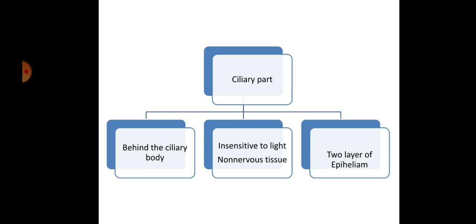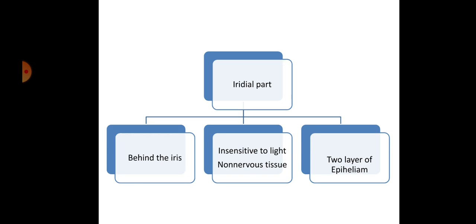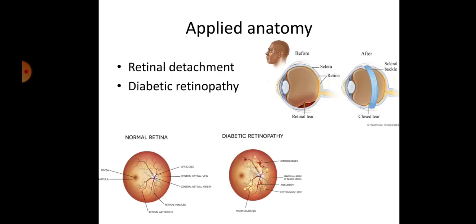Then the remaining parts, two parts of the nervous coat. That is the ciliary part. Ciliary part lies posterior to the ciliary body. It is insensitive to light, non-nervous tissue. Non-nervous tissue means there is no image formation. It is made up of another type of tissue, that is epithelial tissue, two layers. Iridial part is behind the iris, that's called iridial part. It is also insensitive to light and non-nervous tissue, which is made up of two layers of epithelium.